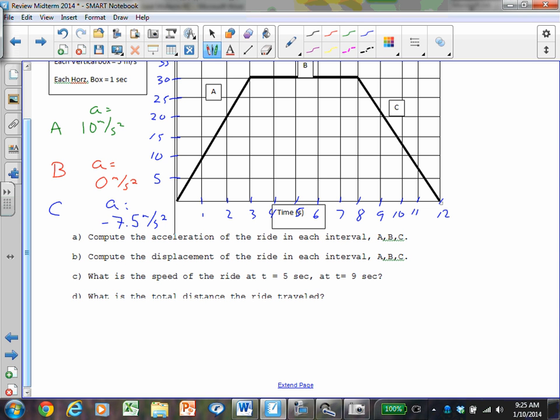That was fast. How do I get displacement? The area under the curve, right?